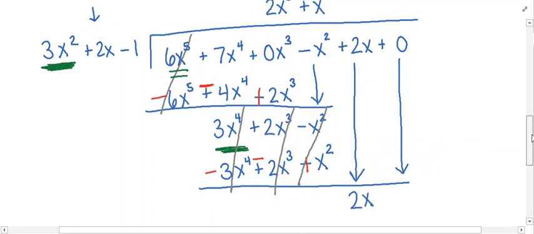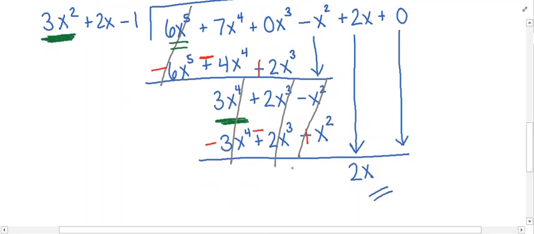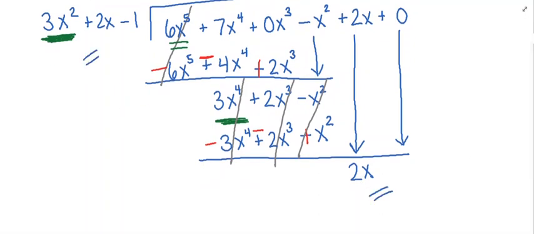So the long division is complete. We can't go any further, again, because the degree here is smaller than the degree here. So we have to stop.